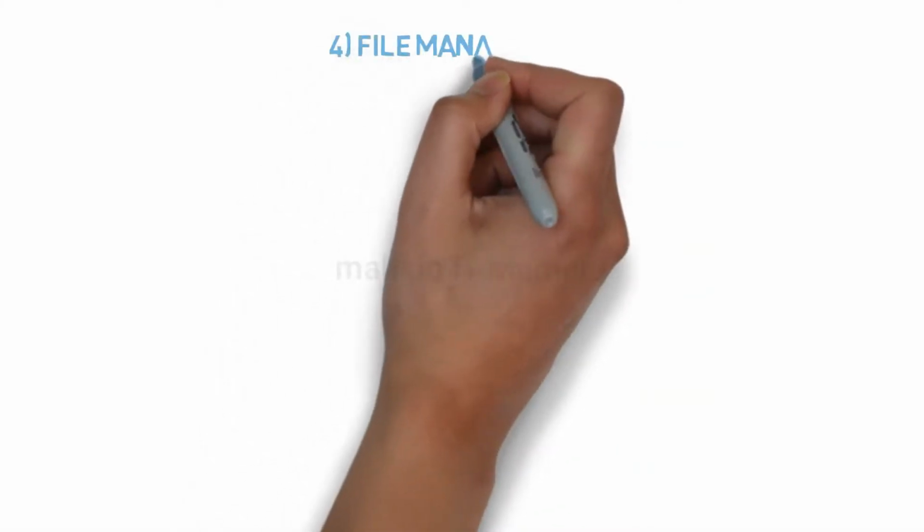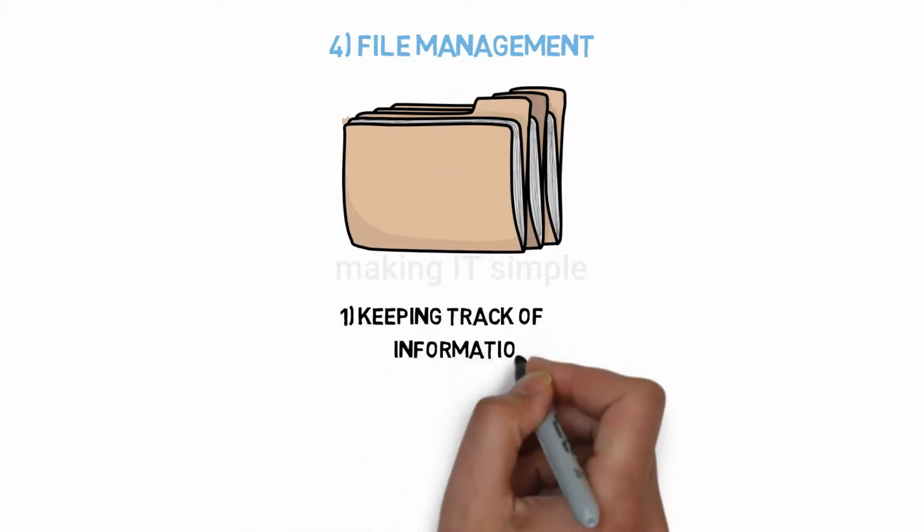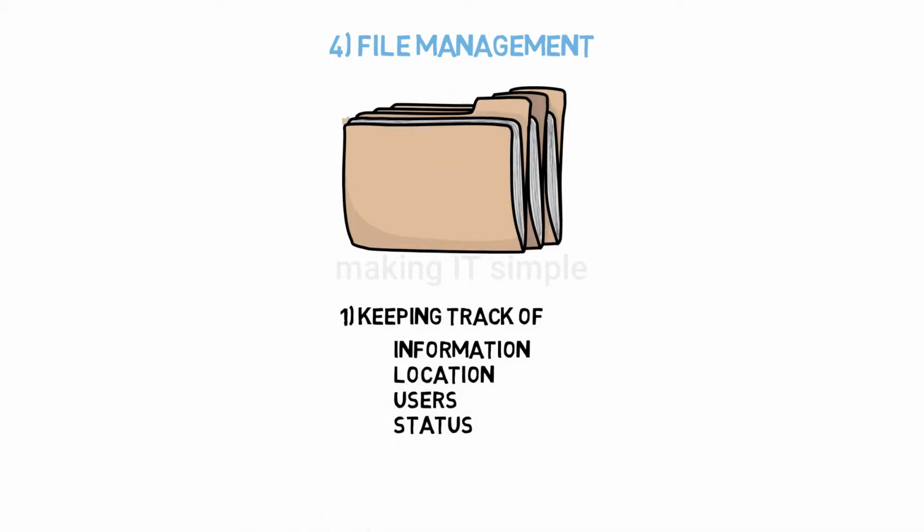Fourth one is file management. A file system contains many files and directories which are well organized. Keeping track of information, location, users, status, etc. These collectively are known as the file system. All this is managed by the operating system.